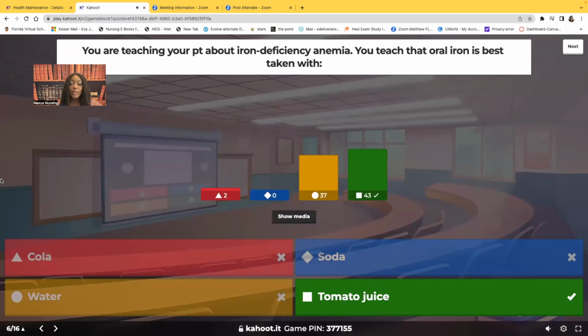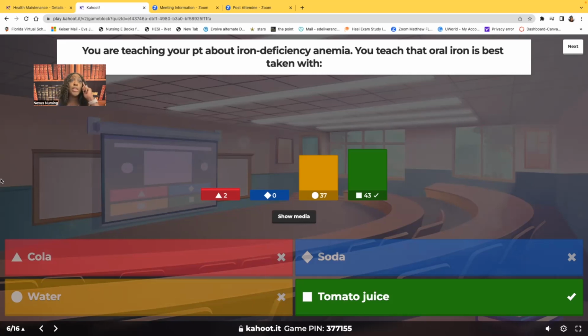Okay, very good. Tomato juice. Why? Here's the thing, for iron to be absorbed, you need that ascorbic acid. You need vitamin C, right? Tomato juice is high in vitamin C. You need that vitamin C for the iron to be absorbed. That's why that's the correct answer.